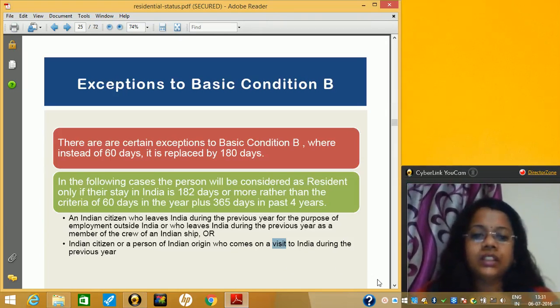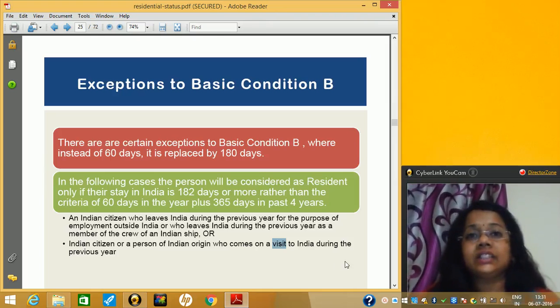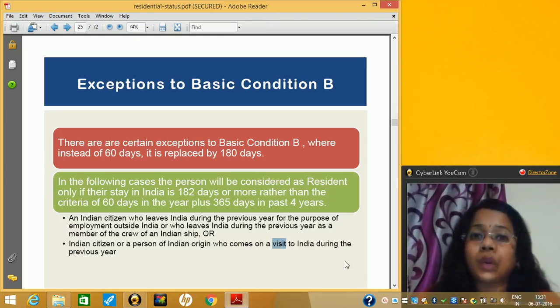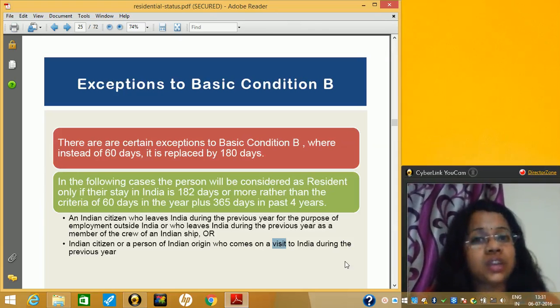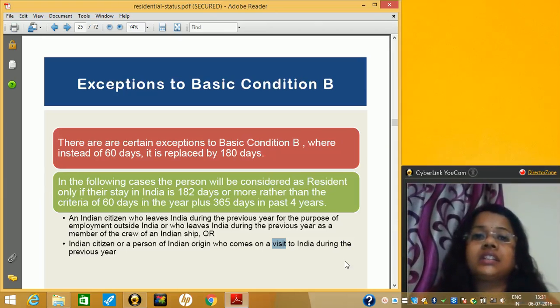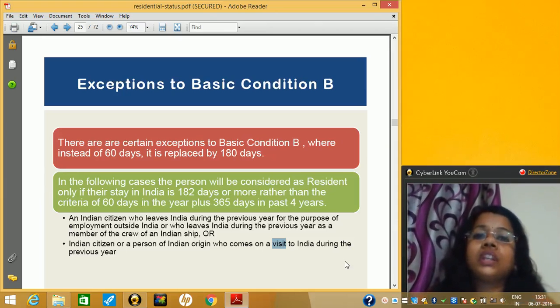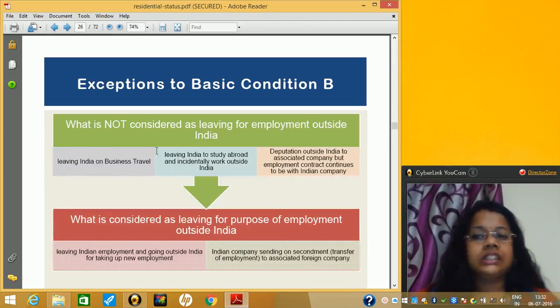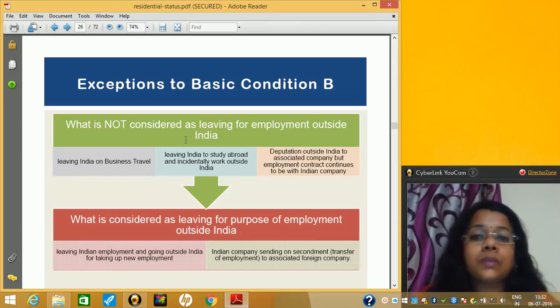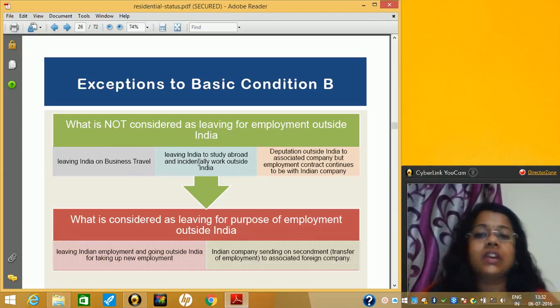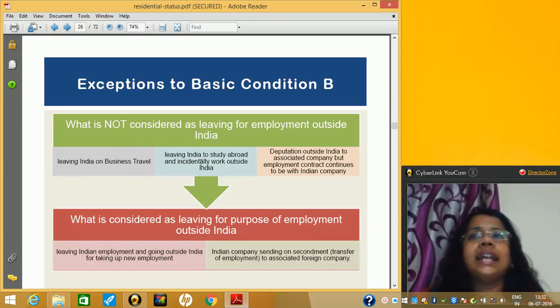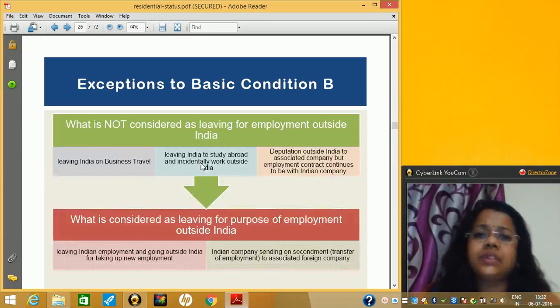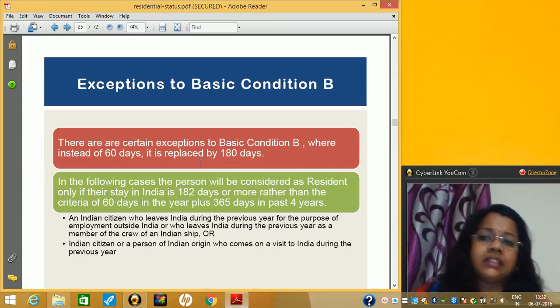What are the three conditions? First, Indian citizens who leave India for the purpose of employment. Second, if he leaves India as a member of the crew of an Indian ship. Third, an Indian citizen or a person of Indian origin who comes on a visit to India during the previous year. Here it is given what is not considered as leaving for employment outside India: leaving for business travel, or leaving India to study abroad and incidentally working abroad, will not be considered as this exceptional case.